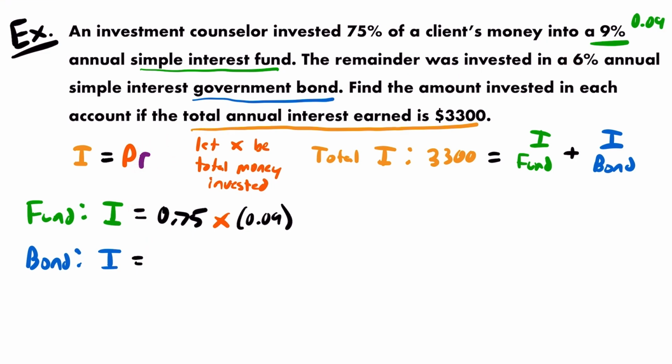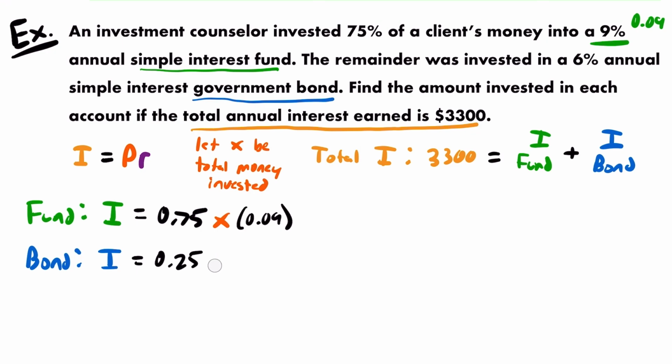But what would be the amount invested? Well, if the fund is getting 75% of the total money invested between the two accounts, then that means that the bond would get 25%. Okay, that would add up to 100%, 75% and 25%. All right, so you could just write down 0.25 times X. You're taking 25% of the total money invested.